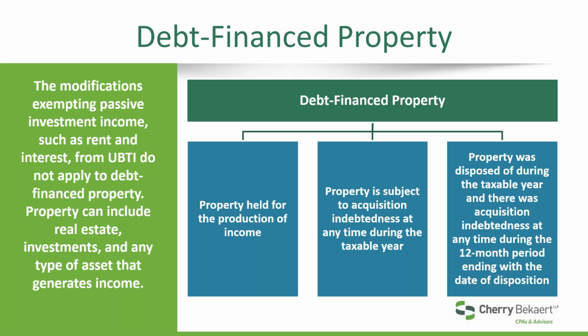So first, let's take a look at debt financed property, and let's define what debt financed property is. So first, it must be property held for the production of income. That makes sense because we wouldn't be concerned about potentially having UBTI if the property didn't generate income. But it has to have that intentional purpose of being held for the production of income.